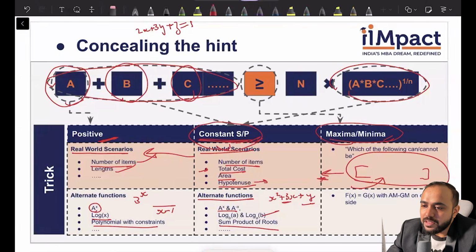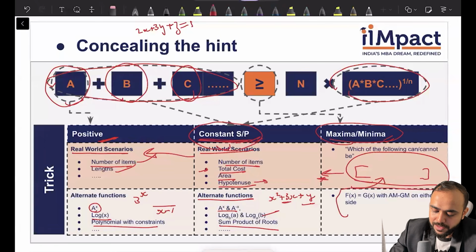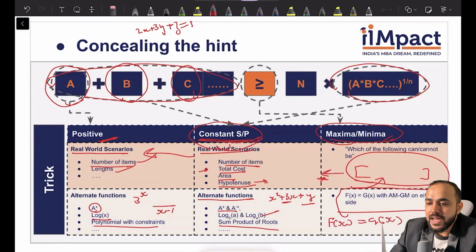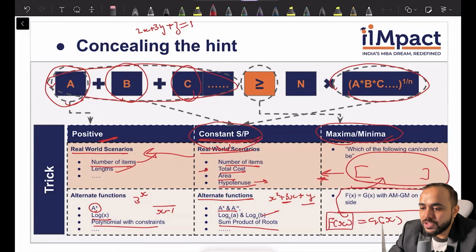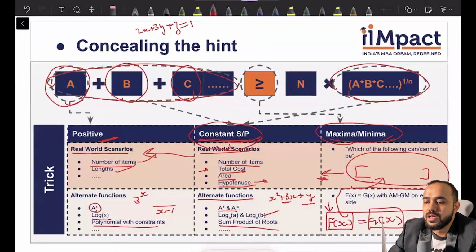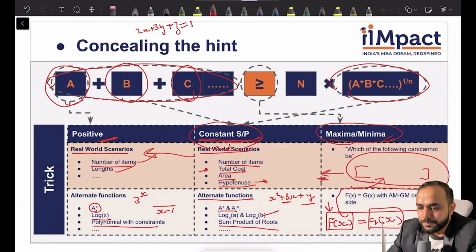Another way, and this is probably the trickiest way to do this, is they give you a function on this side, they give you another function on this side, and we realize that on one side I can apply AMGM and the other side is using some other inequality condition, maybe quadratic or something, and we realize that the minimum of this is equal to the maximum of this, which means the value of x is something I can decide. Again, I will have an example for you shortly.